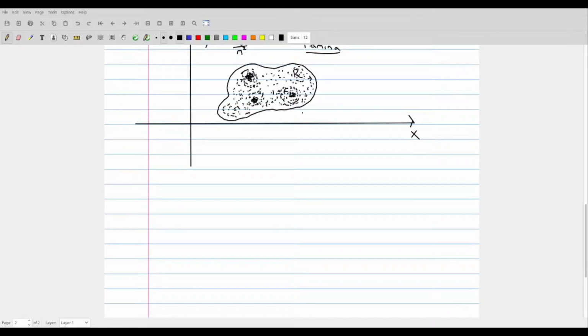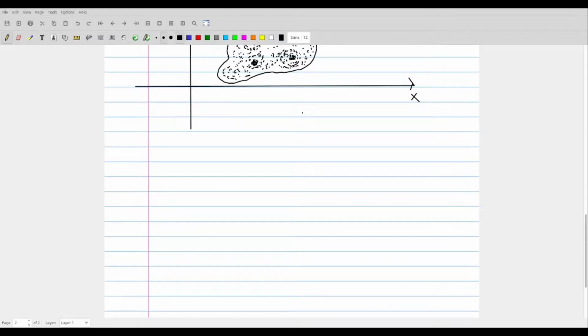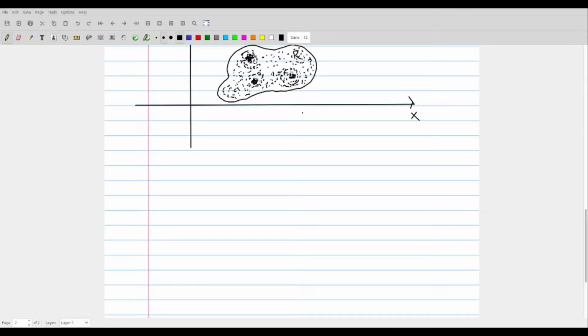So the issue here then is that we have to describe this with a multivariable function. So typically for a mass distribution, we say that the mass density function, or the mass per unit area at a point, is a function of x and y.